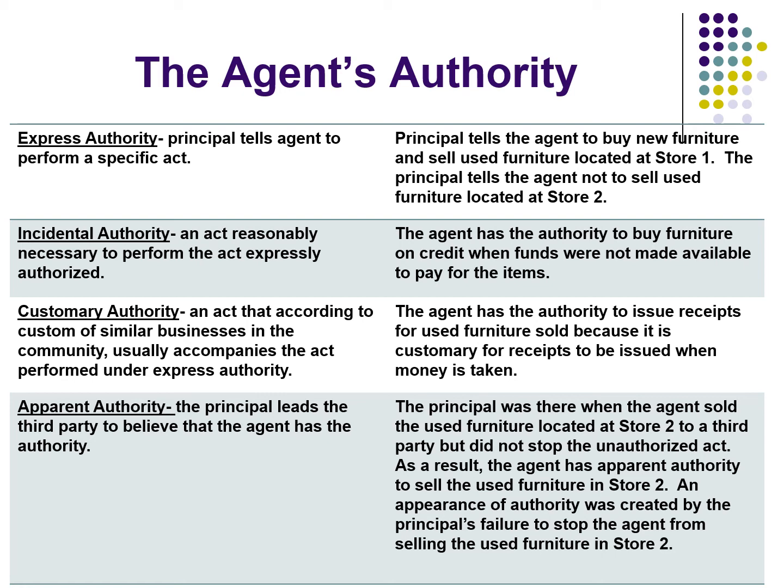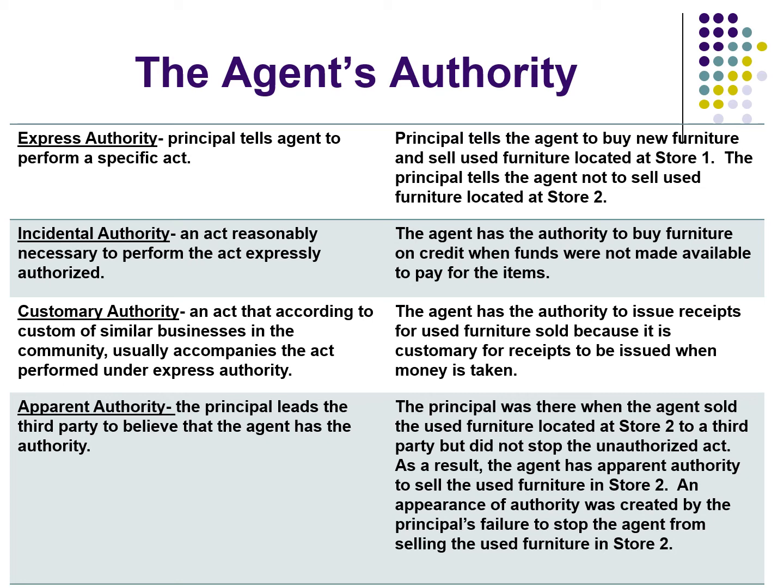Finally, each agent may act according to 4 types of authority. Now, we talked about 3 types of agents: specific, general, and universal. Those agencies are formed by either express agreement, which can be implied or written or oral, or by ratification. Now we're going to look at, well, what type of authority do they have? We know what kinds of agents we have. We know how to create them. What types of authority do they have? Well, they can have express, incidental, customary, or apparent. Those are the 4 types.